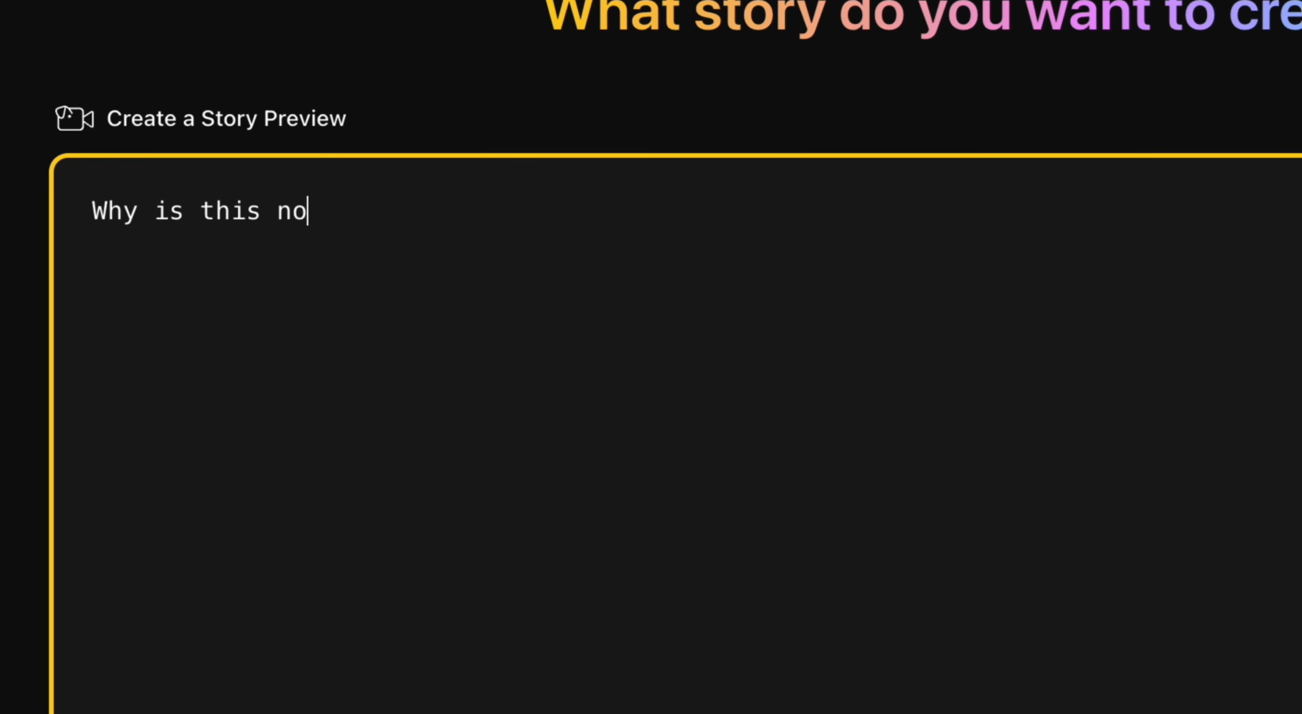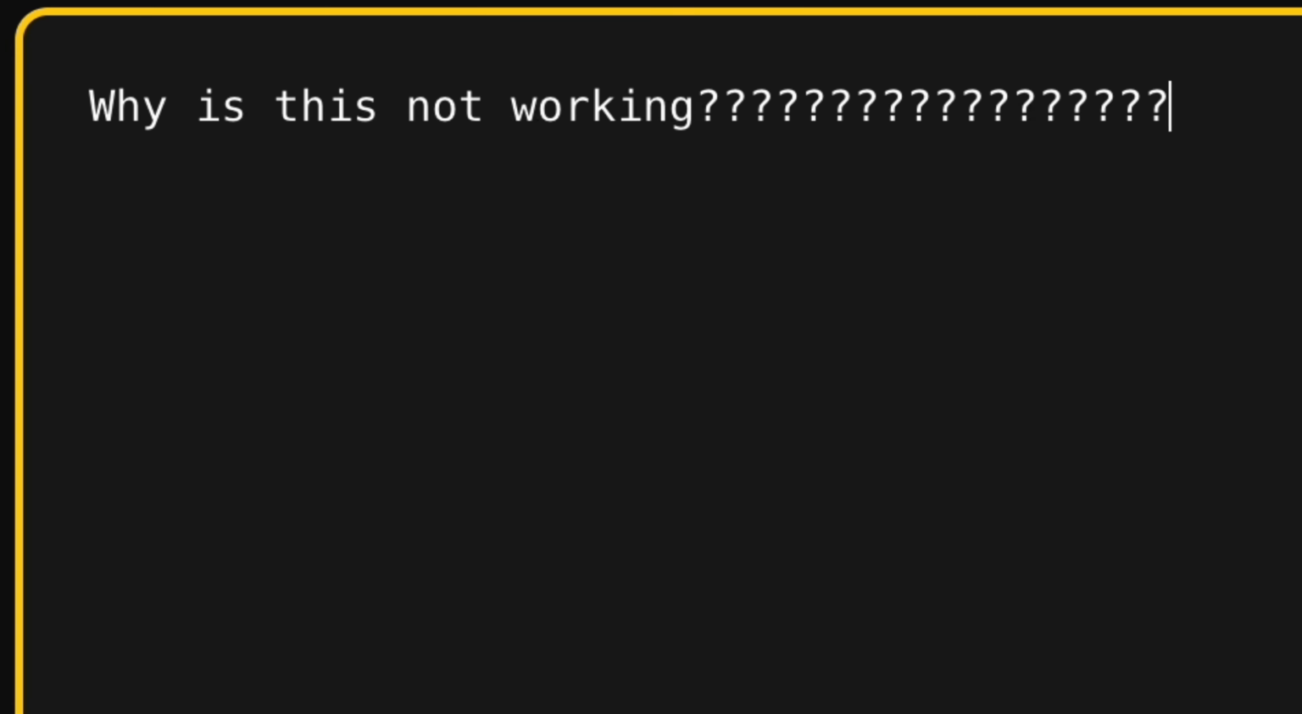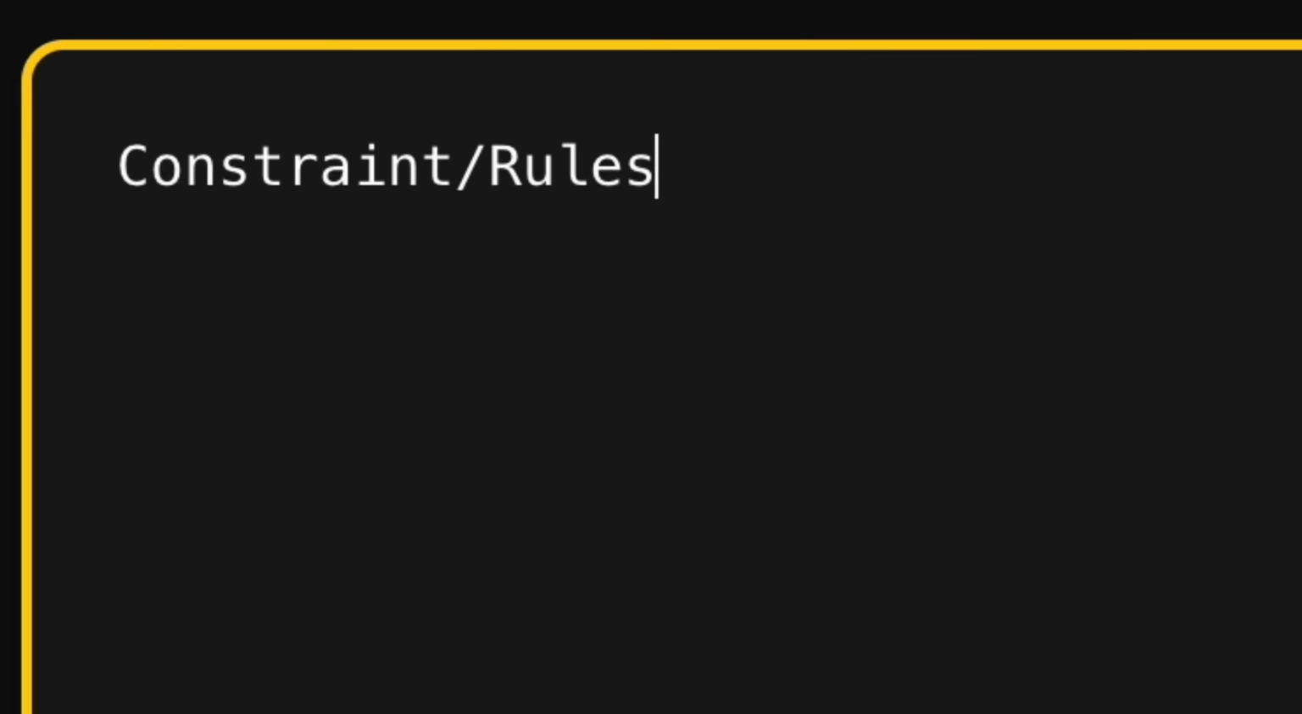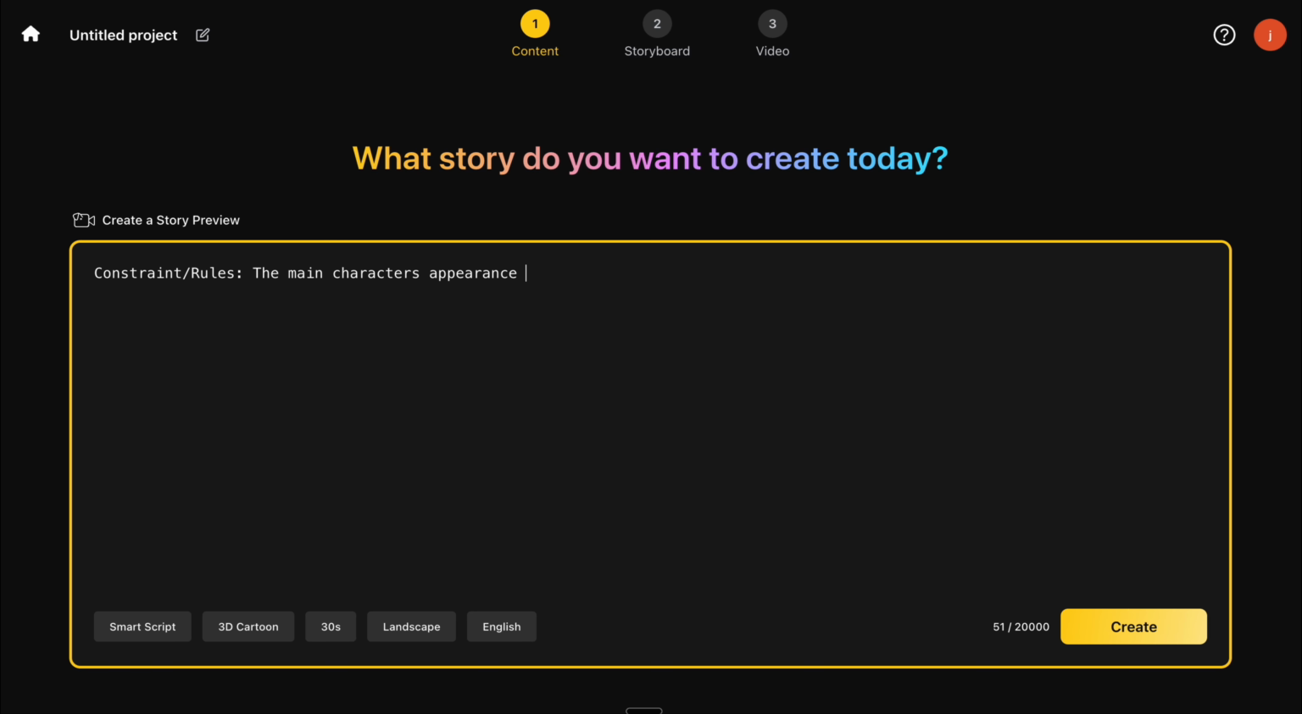Step number 3 is where most people mess up. Now, if you skip this step, the AI is going to give you random images. You're going to set the constraint as well as the rules. What I mean by this is that you're laying down the law.